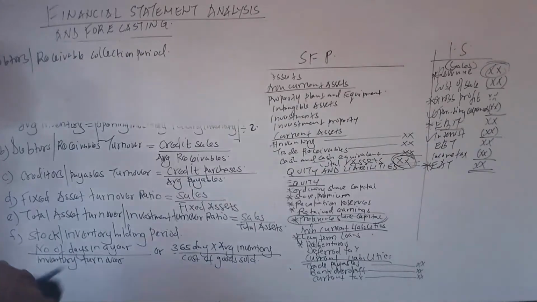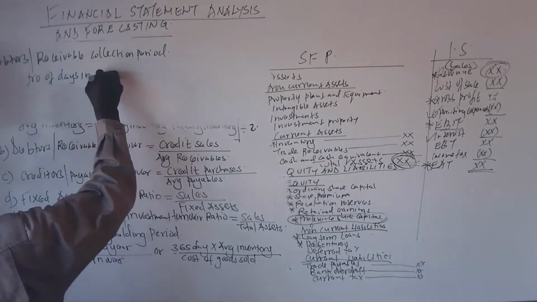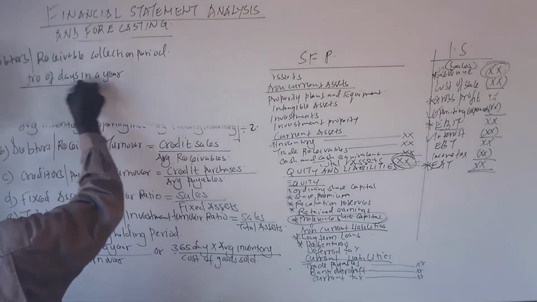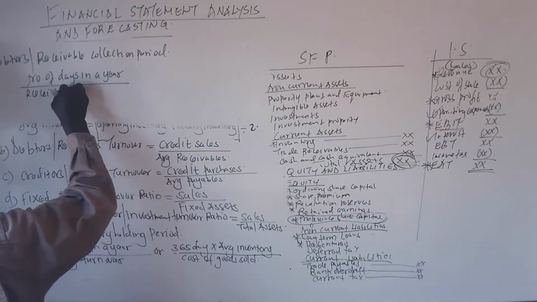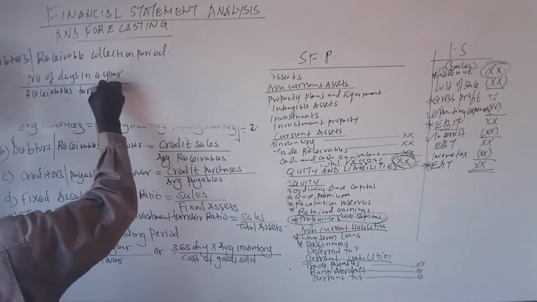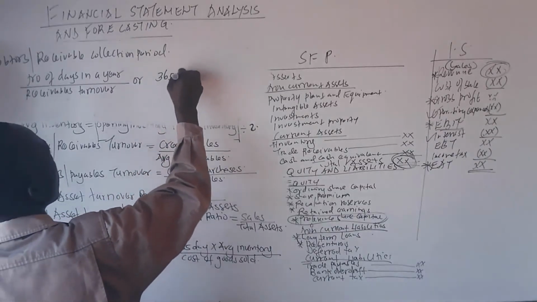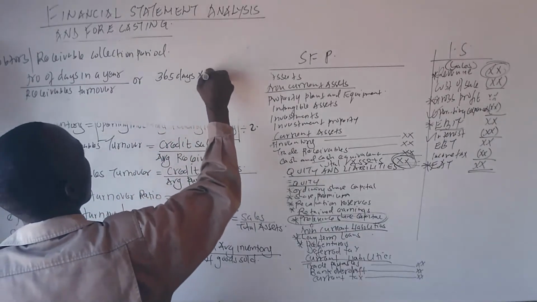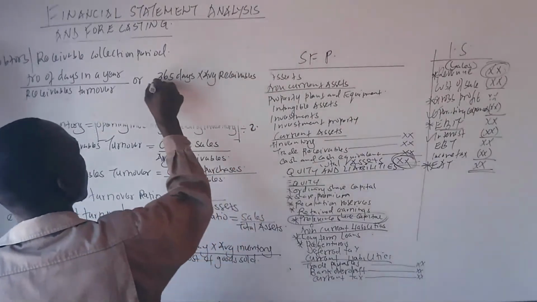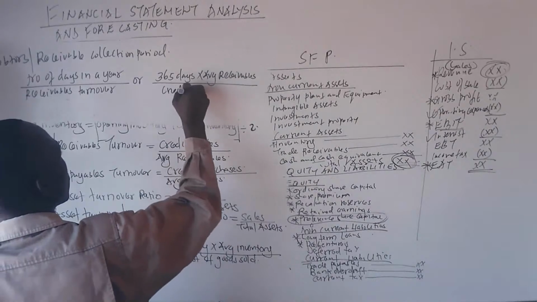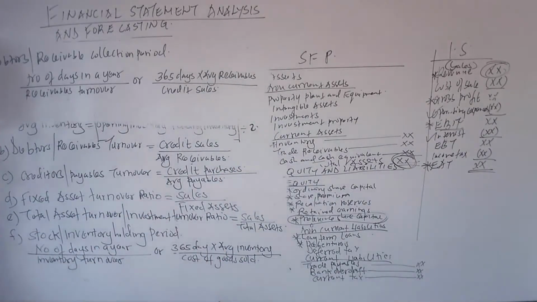It is given by the number of days in a year divided by the receivables turnover, or 365 days multiplied by the average receivables, then divided by the credit sales.